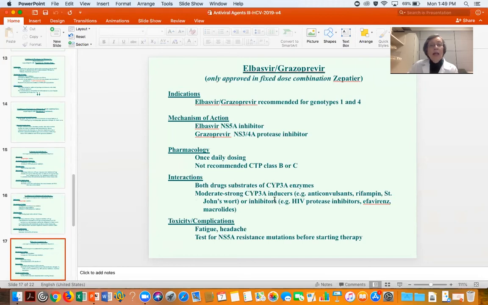And the reason for that is that HCV is replicated by an RNA polymerase, which makes a lot of mistakes and doesn't have any proofreading function. So what happens is resistance mutations can arise spontaneously during replication without exposure to drug. So you want to test to make sure that those are not present before you start therapy.